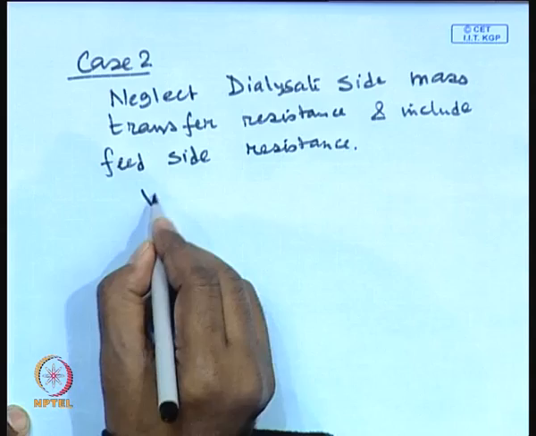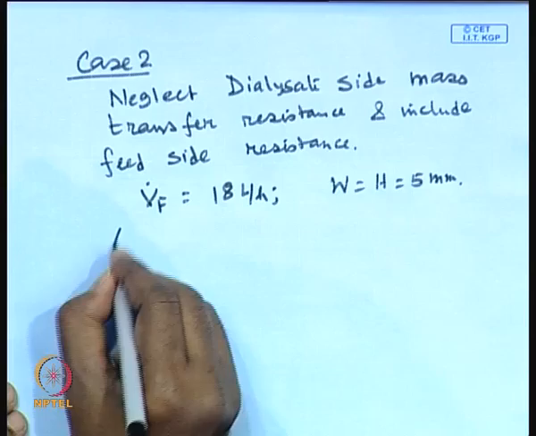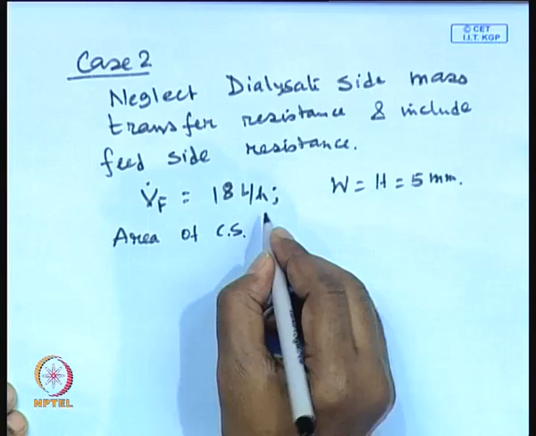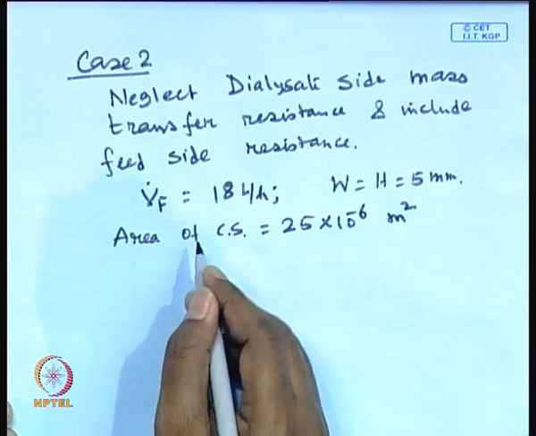So, V_f dot will be 18 liter per hour, and your W and height will be 5 millimeter each. So, the area of cross section normal to the flow will be nothing but W times full height, that is 5 into 5. So, 25 into 10 to the power minus 6 meter square.